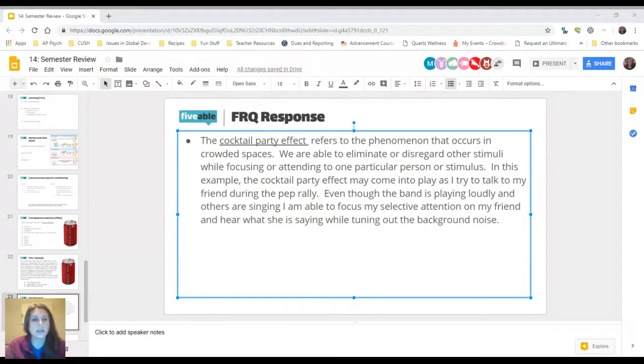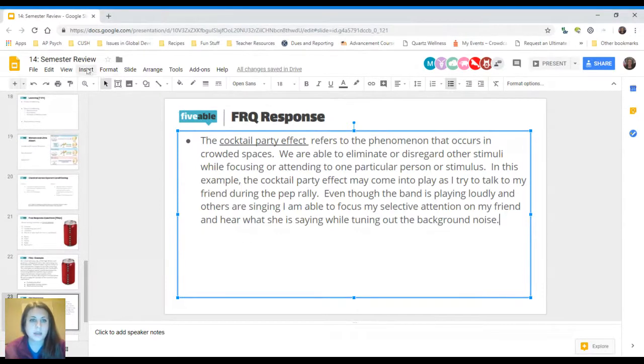So that would be a good answer for a variety of reasons. First, I started by defining the term, and I gave a definition in my own words. That's important. Try to put the definition in your own words while remaining accurate. Then I jumped right into talking about the situation. So you have to talk about the pep rally and how the pep rally may make the cocktail effect come into play. Even though it's loud in the gym because of the band and the music, I'm able to still turn and talk to my friend because I can focus my attention on just her and block out that external stimuli. So that would be a really good answer for that question.